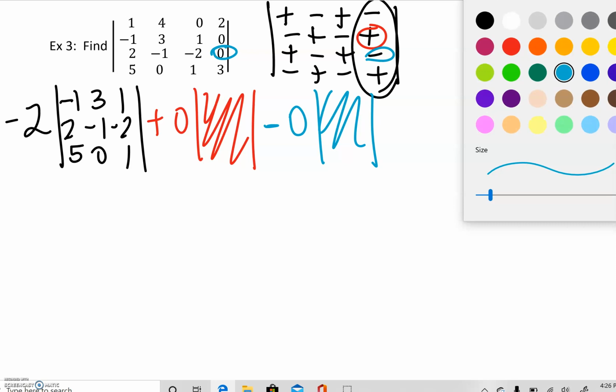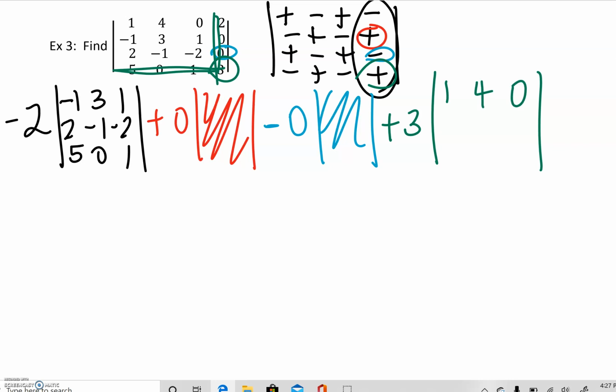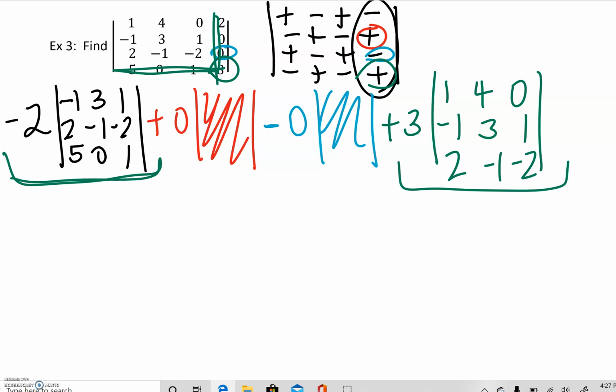And the last one would be this 3, plus 3. So plus 3. And then what goes with it is 1, 4, 0, negative 1, 3, 1. And 2, negative 1, negative 2. And then we're going to continue the process. We're going to find the determinant of this and add it to this stuff over here. All right. So now I have a 3 by 3 matrix to deal with.